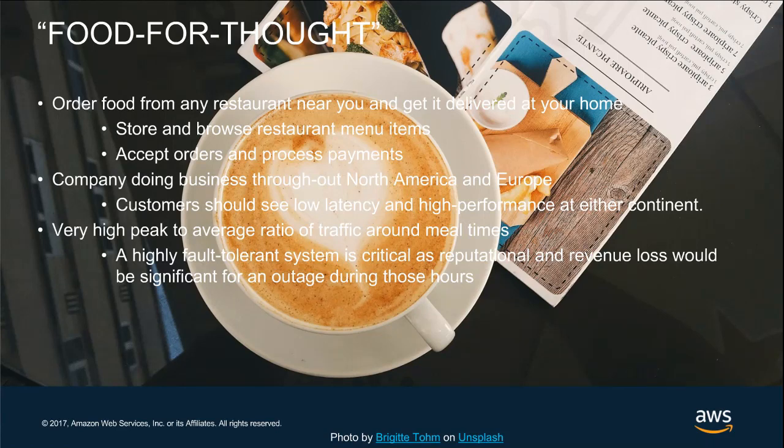The company is doing healthy business across both North America and Europe. They want a great customer experience, so no matter where the customer is located, they should experience low latency and the application should keep up with demand.